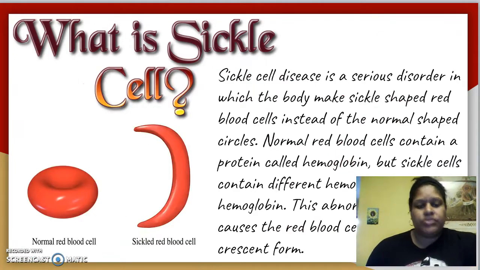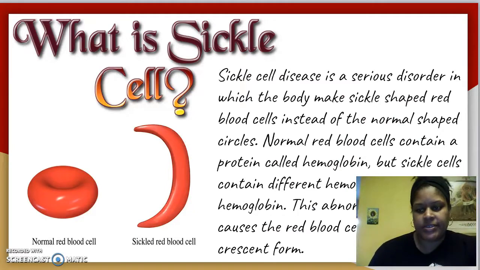What is sickle cell? Sickle cell disease is a serious disorder in which the body makes sickle-shaped red blood cells instead of the normal circle-shaped cells. Normal red blood cells contain a protein called hemoglobin, but sickle cells contain different hemoglobin called sickle hemoglobin. This abnormal hemoglobin causes the red blood cells to take a crescent shape.